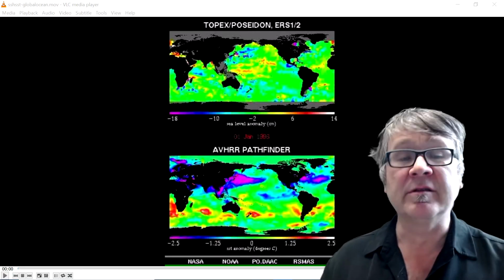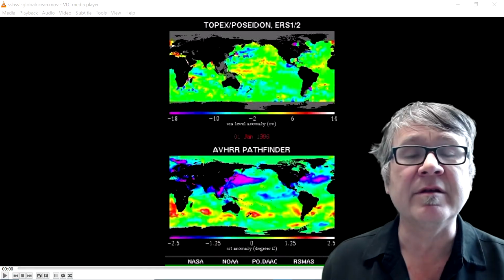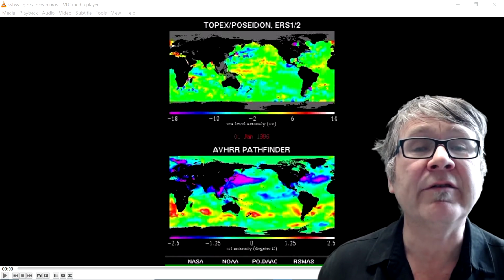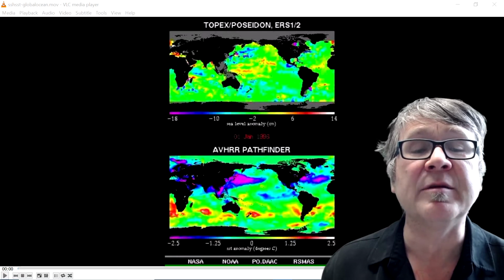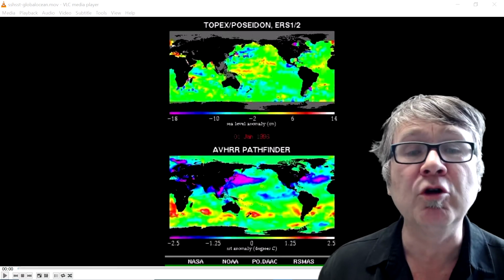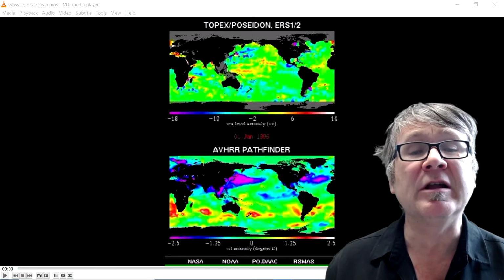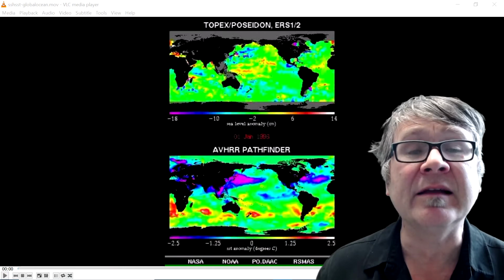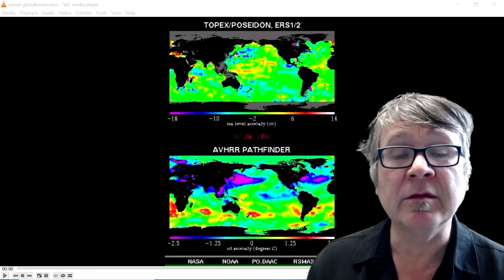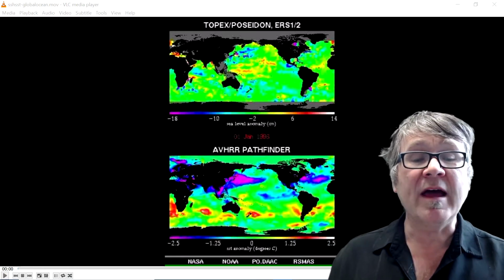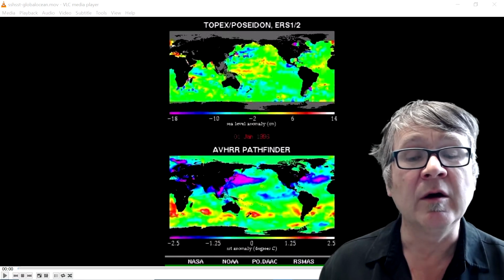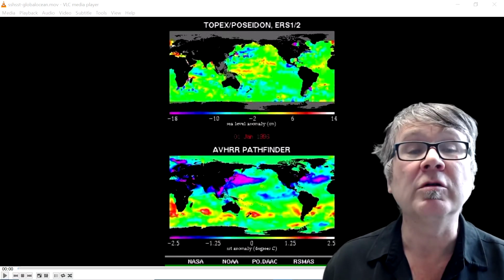So in the top image, and this one is just the starting image, a snapshot, everything red means a sea level elevation 10 centimeters above normal or average conditions, and blue means 10 centimeters below. And here you can identify high pressure and low pressure systems. In the bottom image, red means it's 1 degree warmer compared to average, and blue means 1 degree colder.